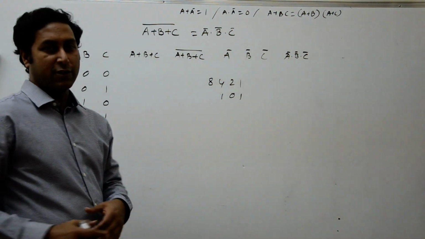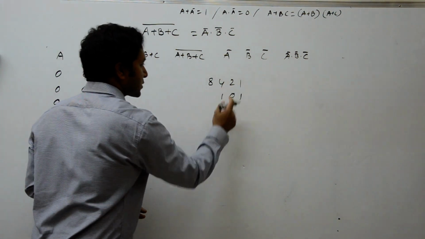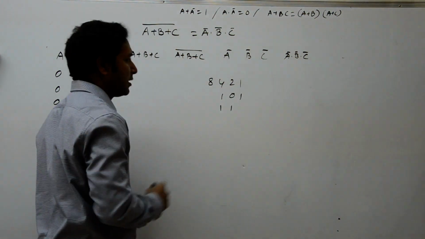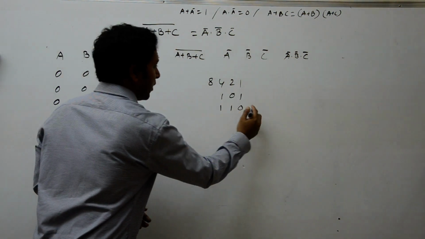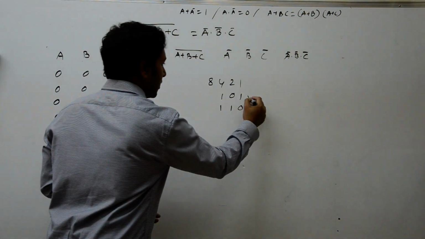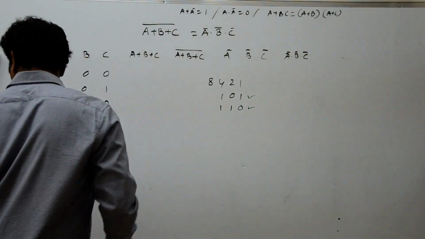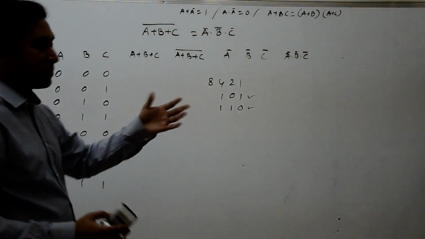Let's say you would like to find out 6. So 4 plus 2 is 6. For this, I'll put 0. So 1, 1, 0 became 6. 1, 0, 1 became 5. So this is one of the easy ways to remember.